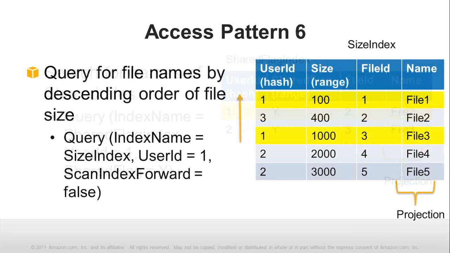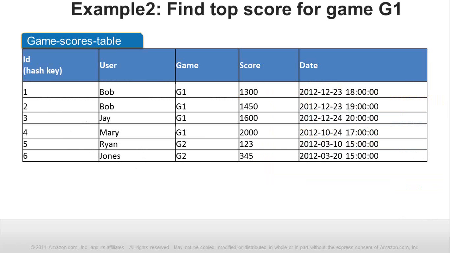So that's example 1. And then for the last one, an access pattern query for file names by descending order of the file size. In this case, I'm using a size index, and then I'm saying scan index forward equals false, which means I'm going to be scanning the index in descending order. In which case, file size 1000 would be the first record, if you will, and then the second would be size 100, since we are only searching for user ID 1.